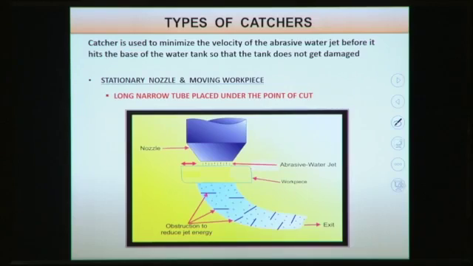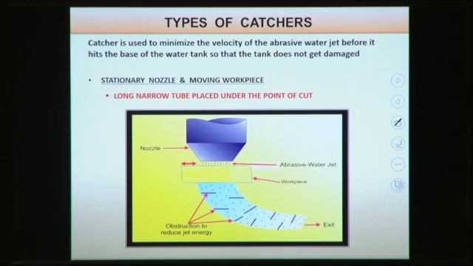So to reduce this unwanted machining, we have to reduce the velocity of the abrasive water jet. How do we reduce this velocity? In this case, your workpiece is moving but your tool is constant. So here it is a stationary nozzle and moving workpiece, and just below the nozzle there is a long pipe. You can see there is a long, flexible pipe.